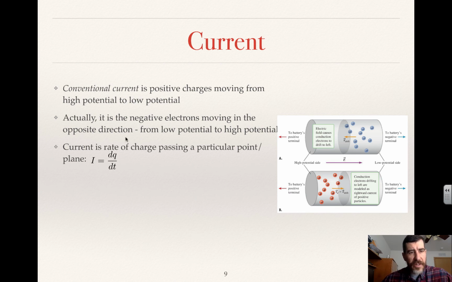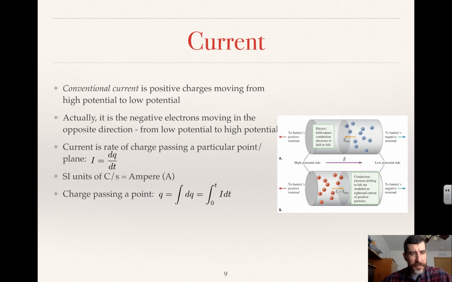So we define current. Current is the rate of charge passing a particular point in a plane. So in the picture here, imagine we have some sort of a wire. We've got charges flowing in the wire. So we define some sort of a plane or a point along that wire, and we just count how much charge passes that point in a particular time interval. So I = dq over dt. And if we think about units, charge is measured in coulombs, time is measured in seconds. So the SI unit for current is going to be coulombs per second, which is known as the ampere, or often called just an amp.